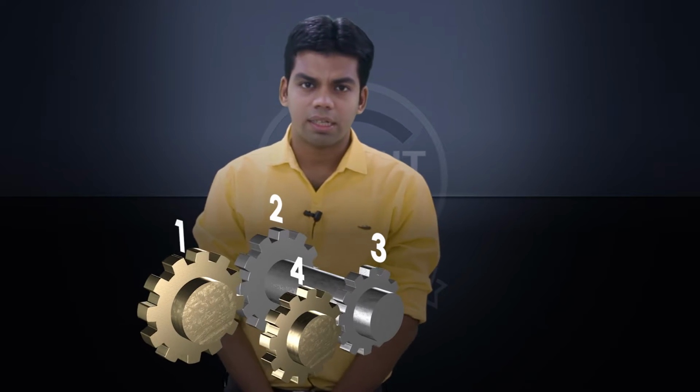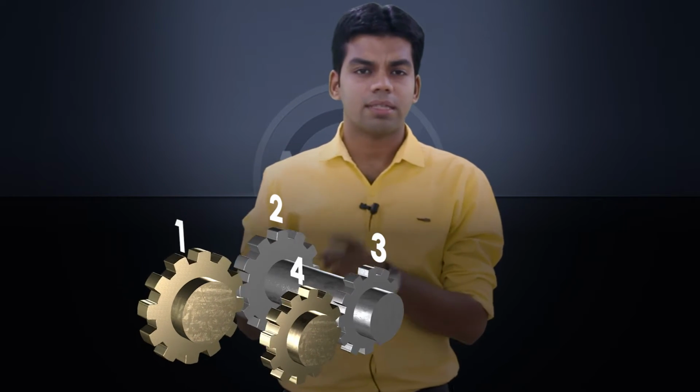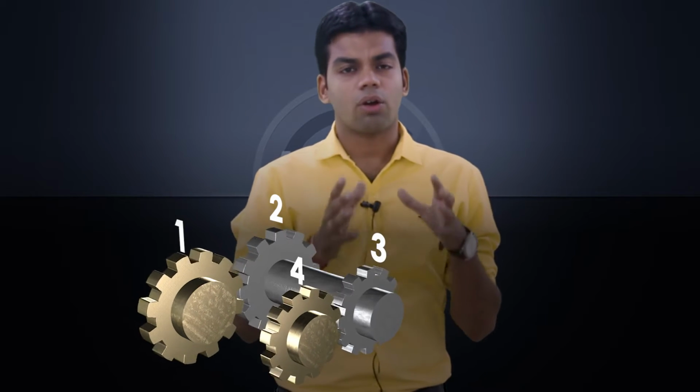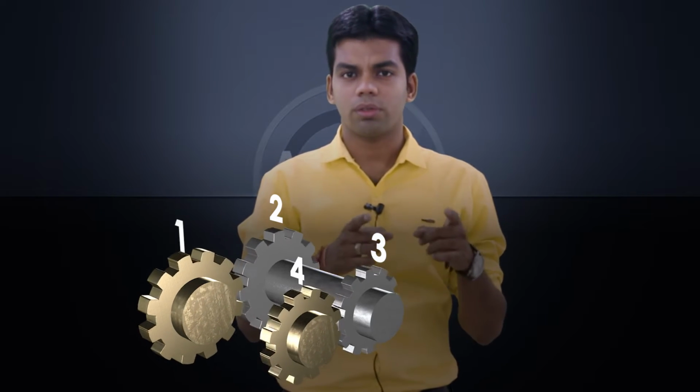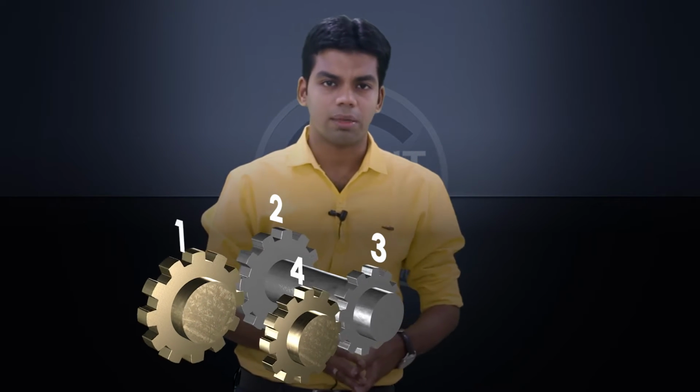Getting this or not? Okay, so here as you can see in this reverted gear train, gear 1 is the driver gear. Then this gear 1 is rotating gear 2. Getting this? Now gear 2 and gear 3 are mounted on the same shaft. So whatever is the speed of gear 2, the same will be the speed of gear 3. The speed of 2 and 3 will be the same.